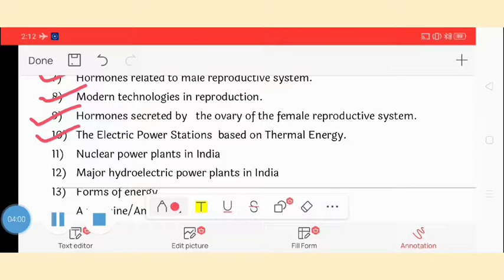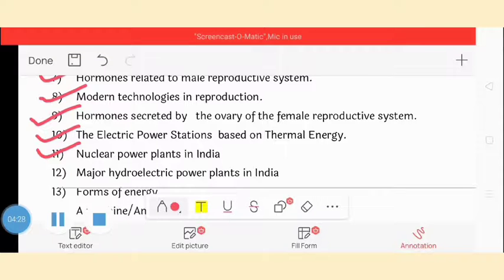11th question, nuclear power plants in India. If we talk about nuclear power plants, there are Tarapur in Maharashtra, Kalpakkam in Tamil Nadu, Kakrapar in Gujarat, Narora in Uttar Pradesh and Kaiga in Karnataka. So these are the nuclear power plants in India.